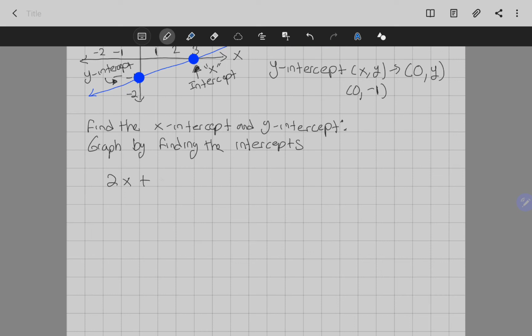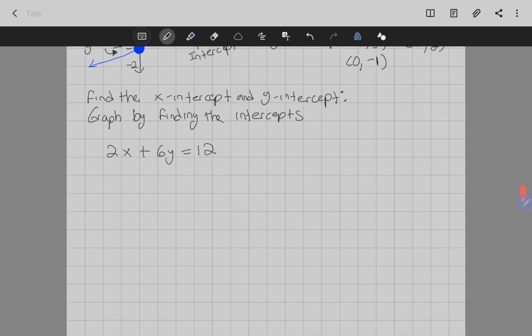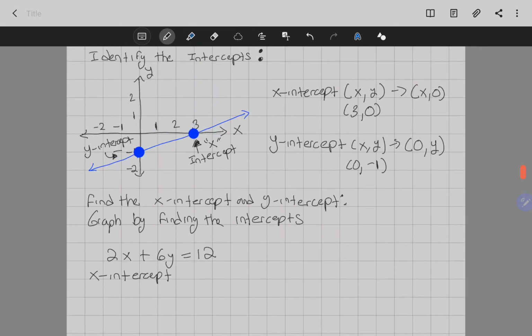2x plus 6y equals 12. And so if we're being asked to find the intercepts, what we want to do now is say, okay, well, from here, I want to find the x-intercept. And so for the x-intercept, we know that in this case, when we saw this, for the x-intercept, what is the y? The y is automatically 0.